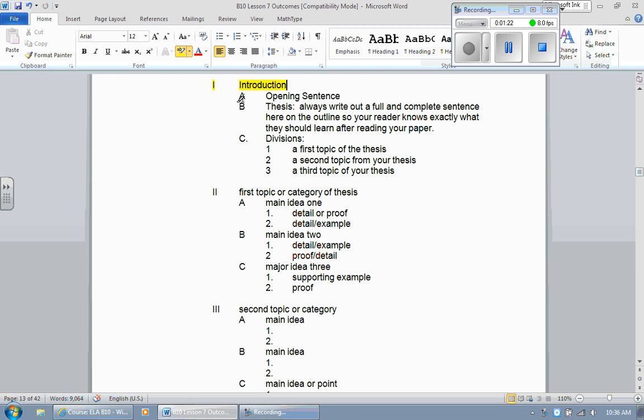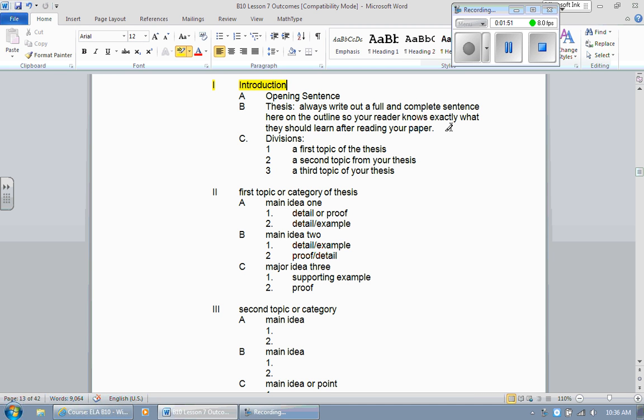Part A of the introduction is an opening sentence. But on the outline, you just need to suggest that that's what you're going to do. You don't actually write a sentence there. The B part of the introduction is your thesis. And here, you always do want to make sure that you write out a full and complete sentence. Your reader should know exactly what the purpose is, what they're supposed to learn, what your argument is, and what your position is, once they read that sentence.